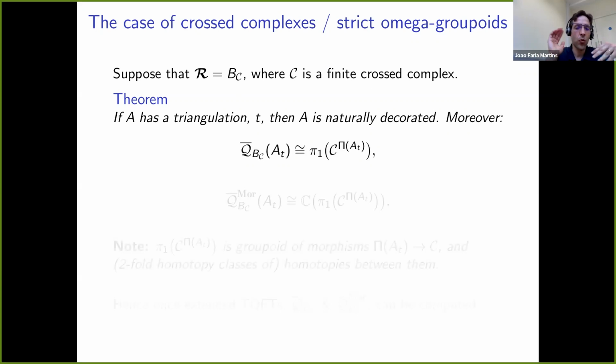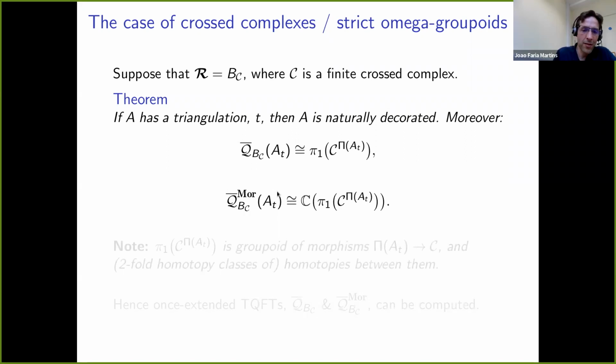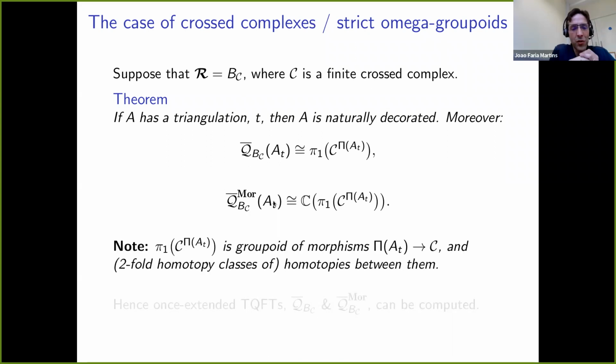And what makes these extended TQFTs computable is this result here, which is that the groupoids that extended Quinn associates with a triangulated manifold are actually the fundamental groupoid of the internal hom in the category of crossed complexes. And then you go from the profunctor case to Morita just by linearizing. So maybe I should explain what this is. I can give more details later on.